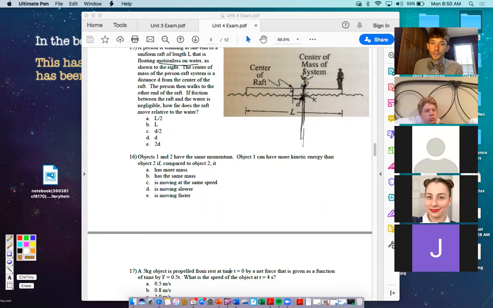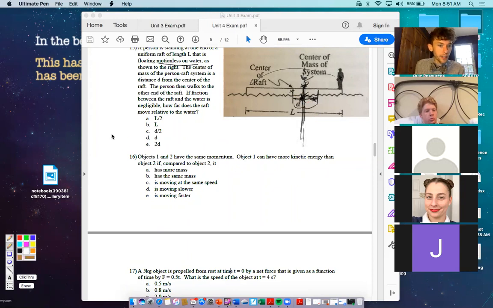You can view this symmetrically. If he's located right here and the center of mass is D to the right of the center of the raft, then by the time he moves all the way over here, the center of the raft is going to be D to the right of the center of mass of the system. So it's going to have to shift over 2D.